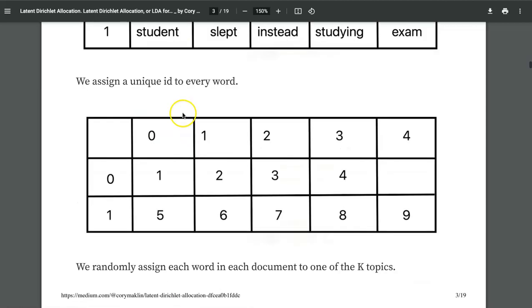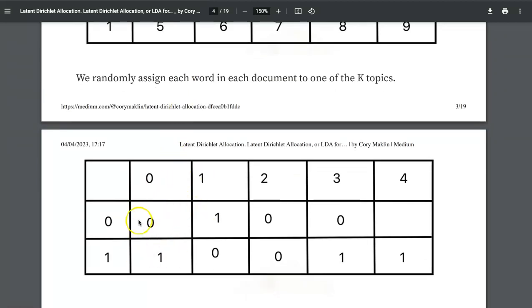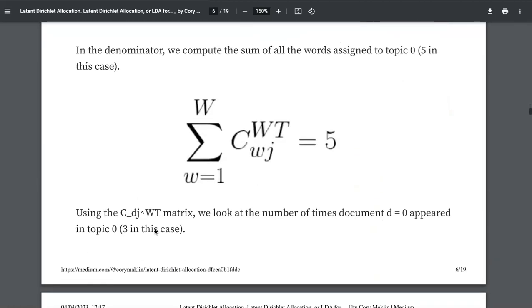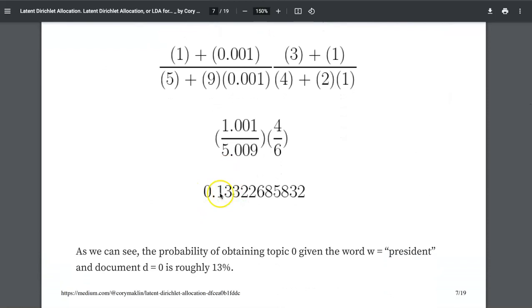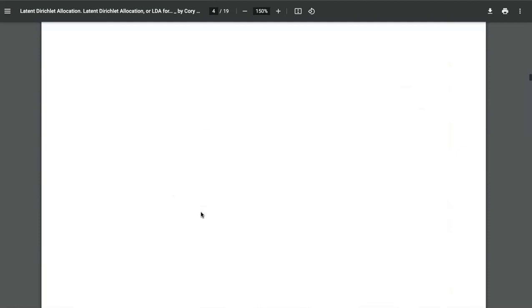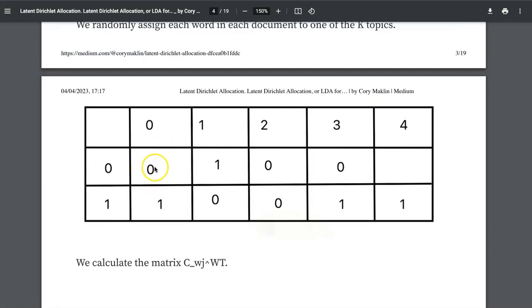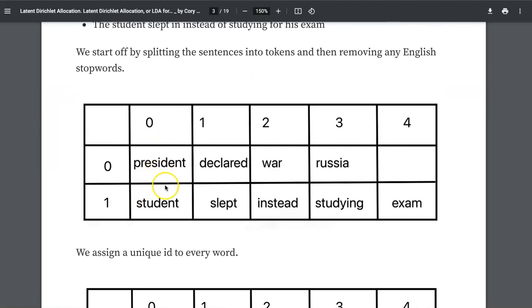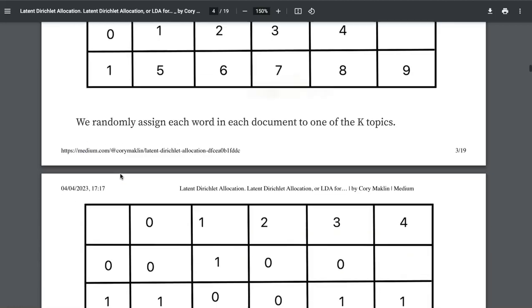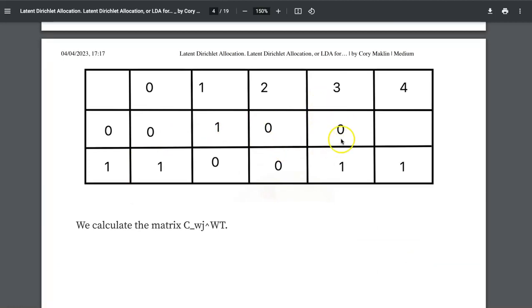If you see the initial assignment, we assigned it as topic class 0. But after this calculation, the probability for topic class 0 is 13%. So obviously for topic class 1 it will be much higher, maybe around 87% or something like that. So there is a high probability that this tag should be changed. So in this phase we will change this 0 to 1. So this word president will be tagged to topic class 1 in document 0, and we will do this for each word in each of the documents.